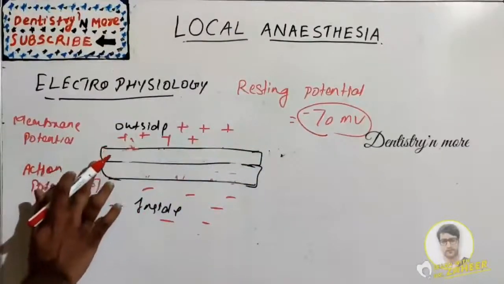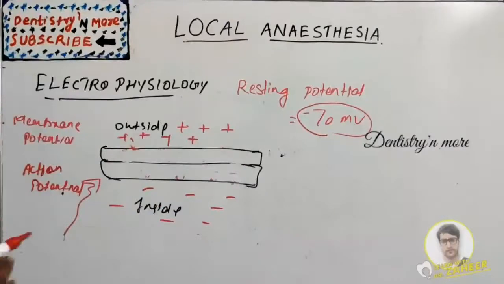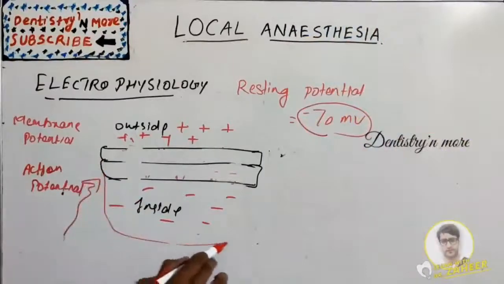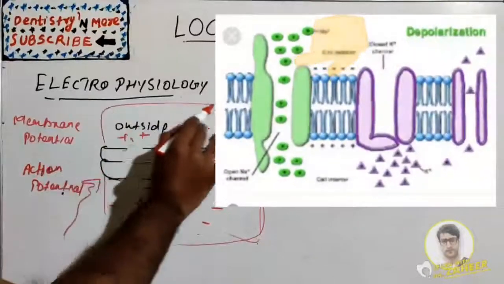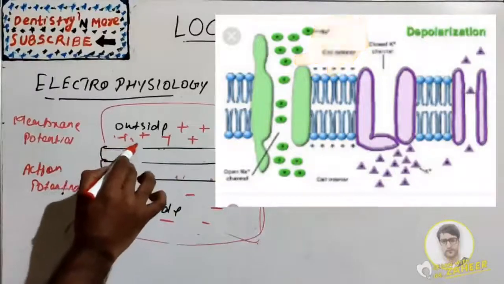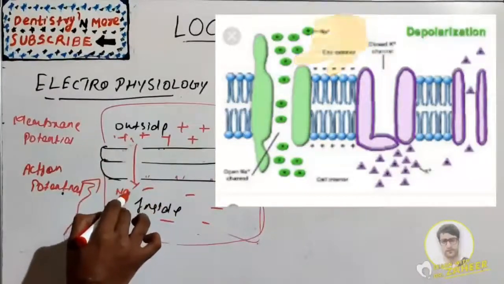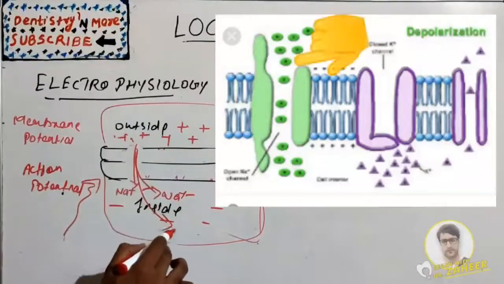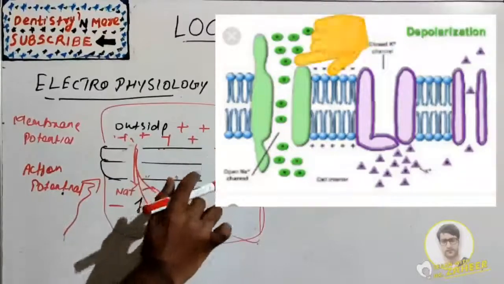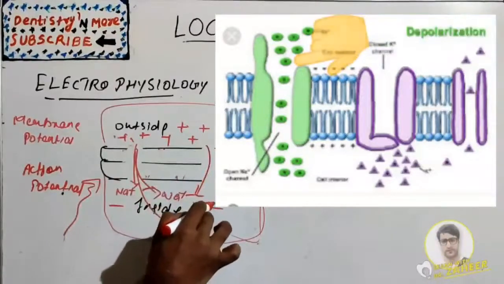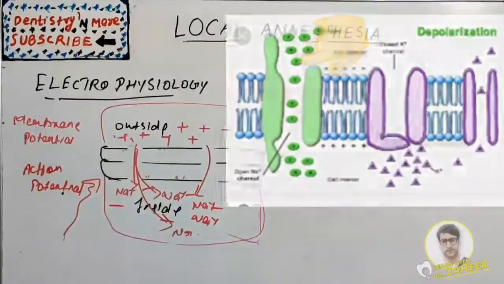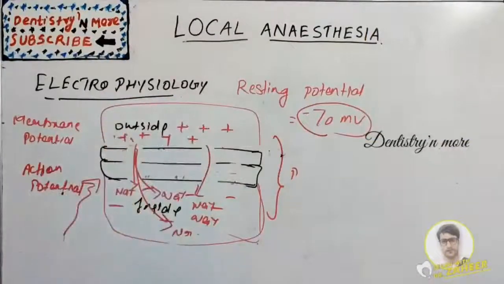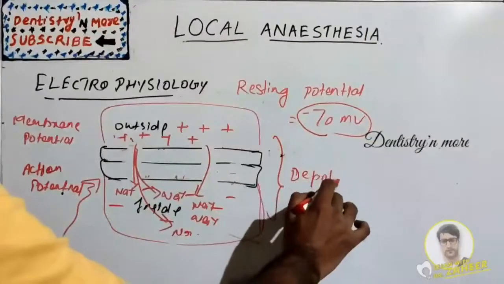So when this nerve fiber is excited or stimulated, what happens is the sodium channel will be opened. So this is the inside area, this is the outside area. From outside there will be influx of sodium ions. Lots of sodium ions will be entering into the cell membrane.